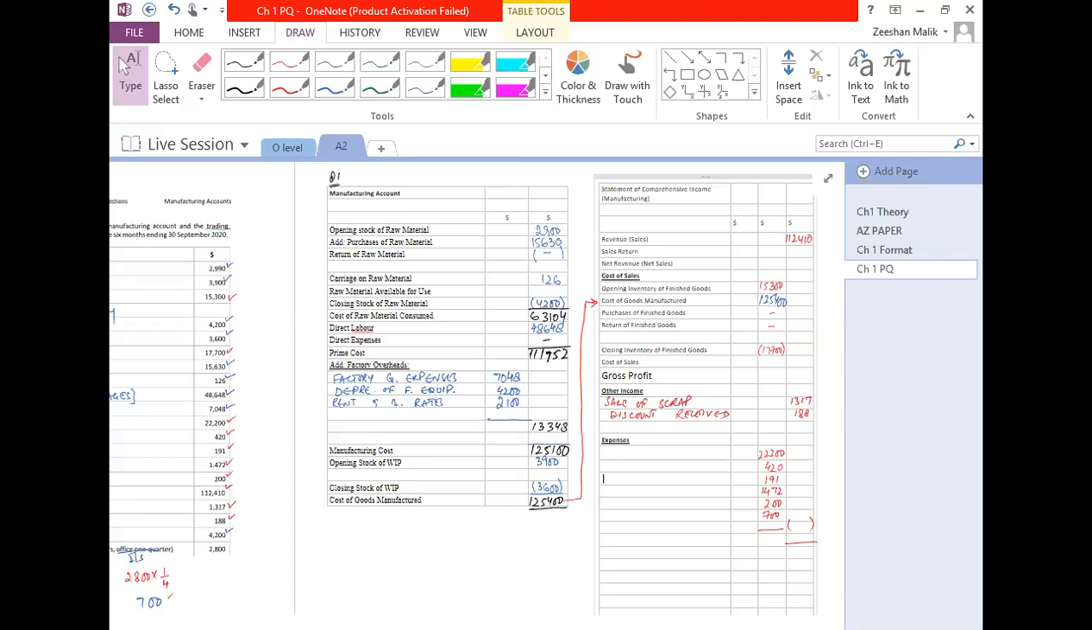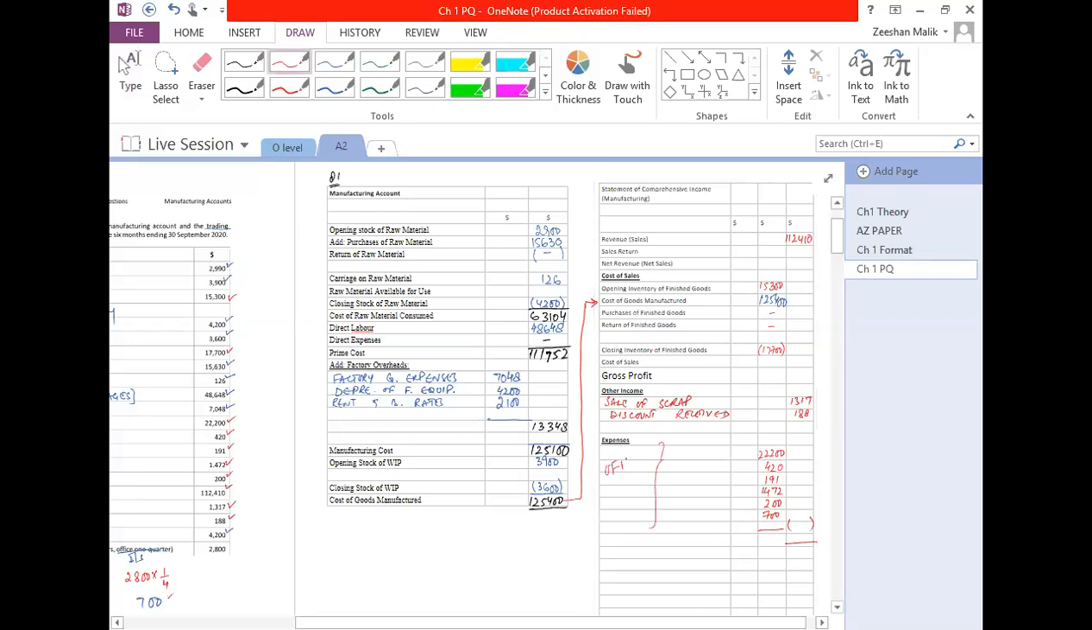So your task is to understand how to distribute expenses between factory and office. These all are office and admin expenses, distribution expenses. All right. Of course, new concept, inshallah, we'll study later.